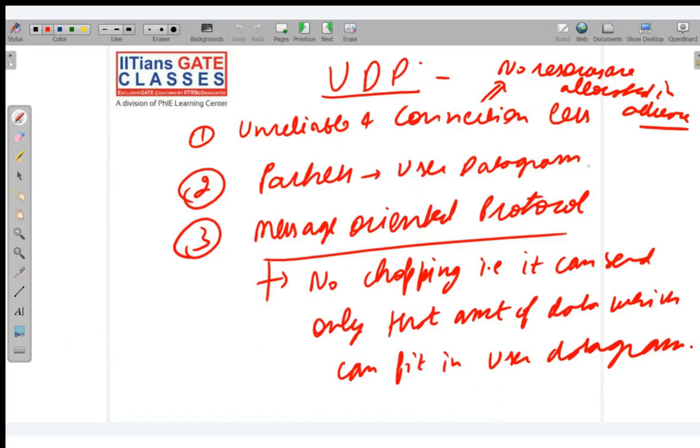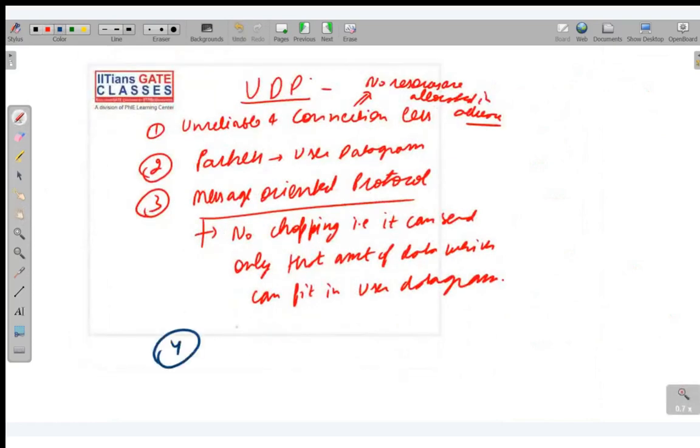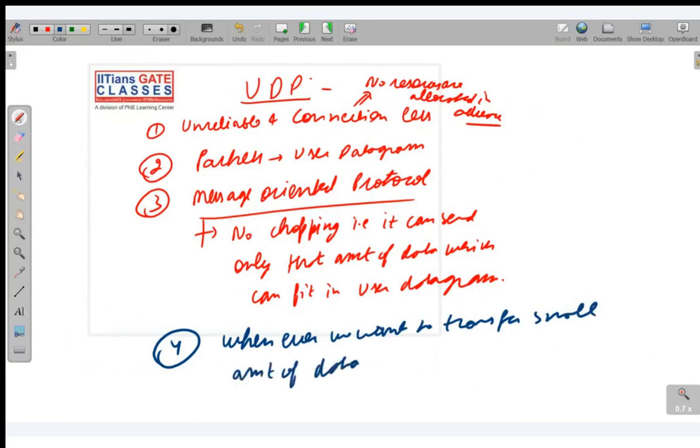So what is the use? Whenever we want to transfer a very small amount of data, UDP is the best. I have given you the example of playing a video game. You press the right arrow key, the car should move to the right. You press the left arrow key, the car should move to the left. What you are sending is only one arrow key, a very small amount of data. So UDP is the best. For large amounts of data, TCP is best.